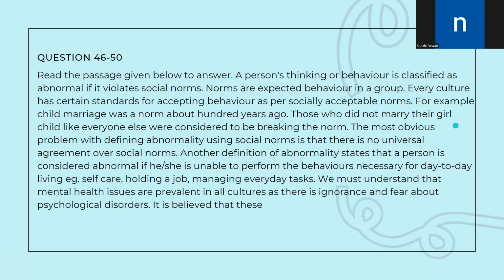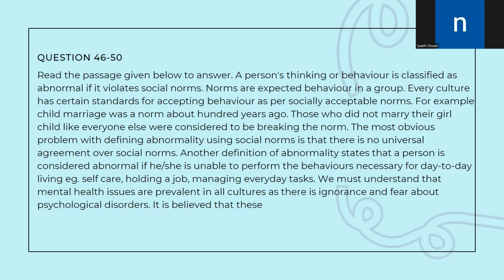Let us move to the passage given to us for question number 46 to 50. The passage reads, a person's thinking or behavior is classified as abnormal if it violates social norms. Norms are expected behavior in a group. Every culture has certain standards for accepting behavior as per socially acceptable norms. For example, child marriage was a norm about 100 years ago. Those who did not marry their girl child, like everyone else, were considered to be breaking the norm. The most obvious problem with defining abnormality using social norms is that there is no universal agreement over social norms.